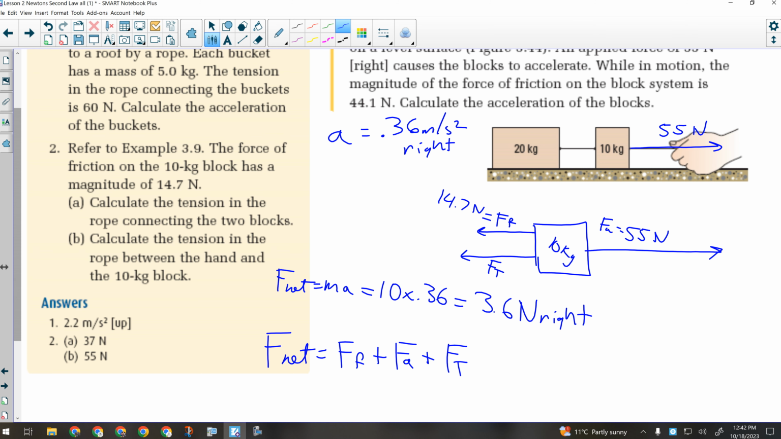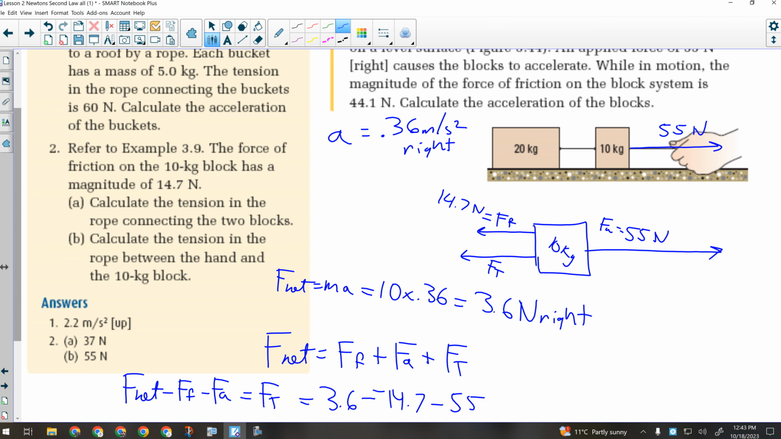All I have to do is subtract off the ones that I know. All right, so I'm going to have F net minus the force of friction minus the applied force equals the only other force that's acting, the tension in the rope that's connecting the two boxes. Okay, so when I plug that in, I'm going to have 3.6 newtons right minus 14.7 newtons left, so minus negative, okay, minus 55 newtons, the force forwards.